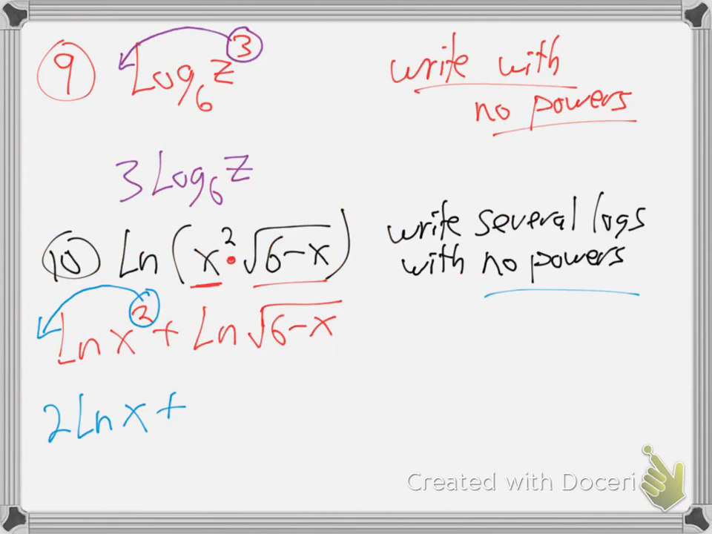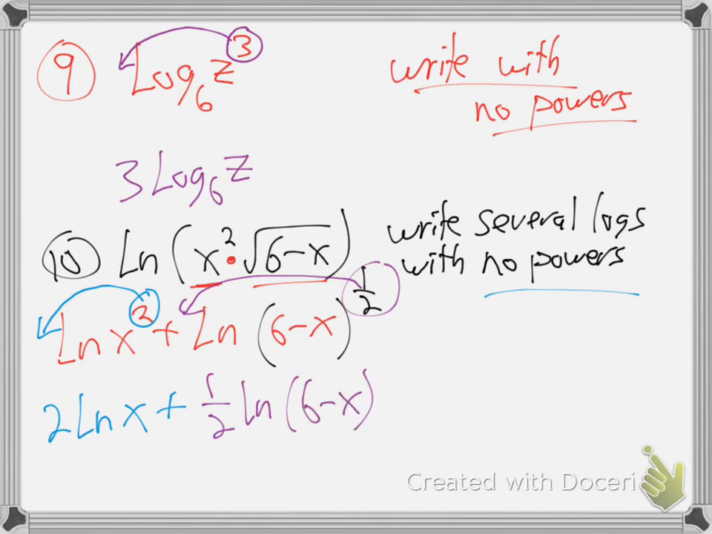So let's go back. This root right here, that's a half power. And now we know what we can do with powers. We just grab it and bring it down, so it's half ln(6 minus x). Done. They said no powers, and we did it, no powers. Good there. Questions I can answer on that one?